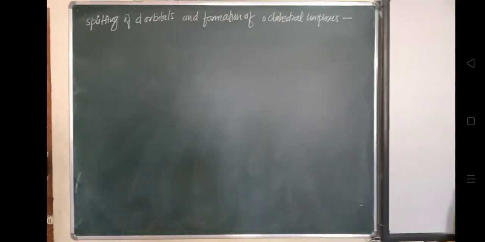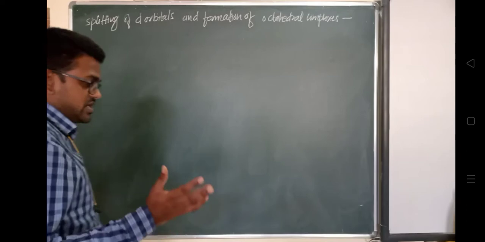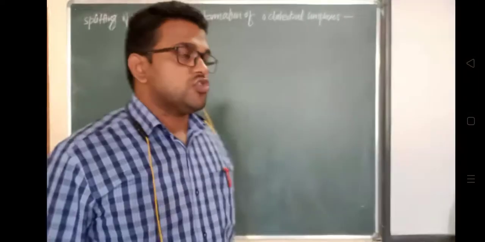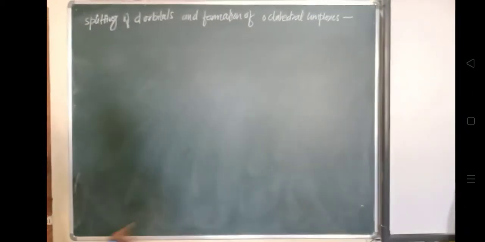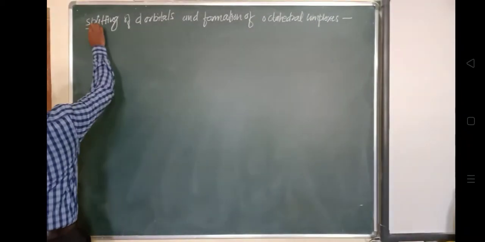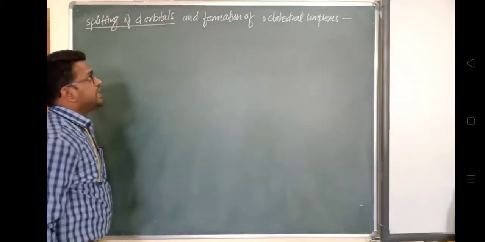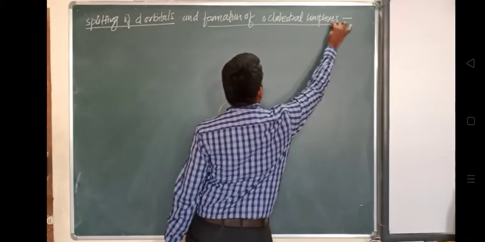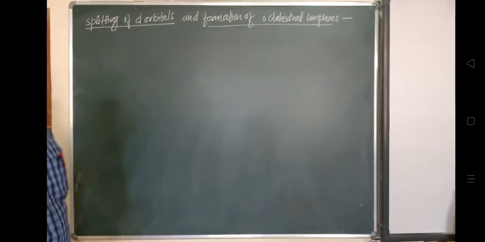So we have seen the assumptions which are required to understand the crystal field theory. Now, based on those assumptions, we'll see how the splitting of d orbitals takes place and the formation of an octahedral complex takes place as per the crystal field theory.